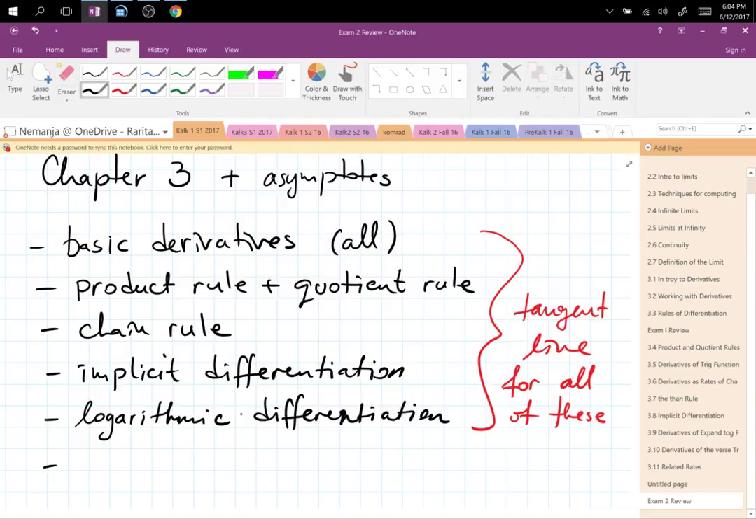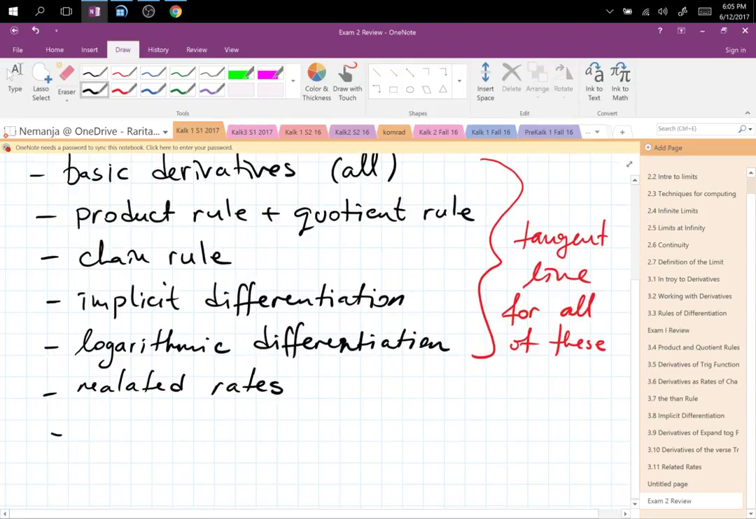We have the related rates. And that takes care of the exam. So as I said, as you're looking for the tangent line, you might have to do product rule, you might have to do implicit differentiation. But also make sure you can take higher order derivatives, right? So second or third.